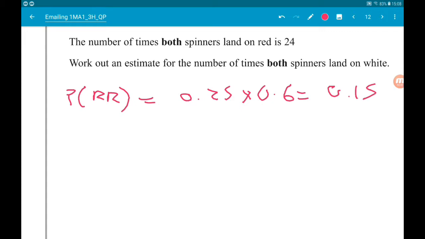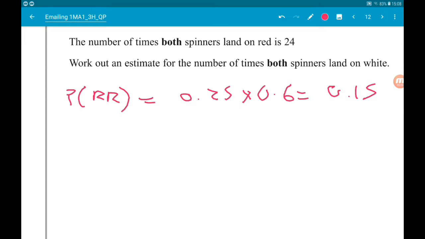Now that means that when you expand the spinners this number of times, it should be, in theory, that 15% of the time, because 0.15 is 15%, 15% of the time you should get red and then red. So what we can do from this is use the fact that he got 24 reds, the probability is 15%, we can work out an estimate for the number of times he spun the spinner.